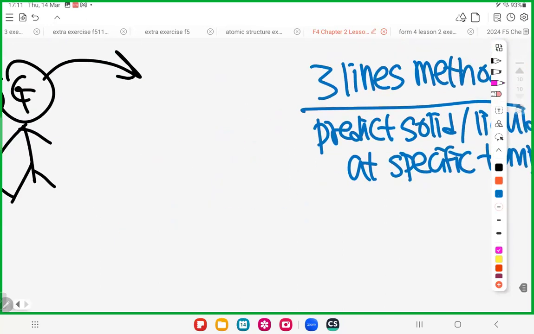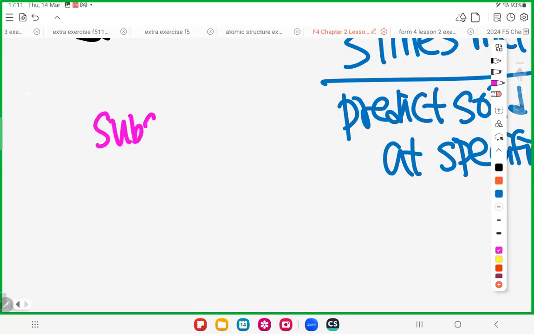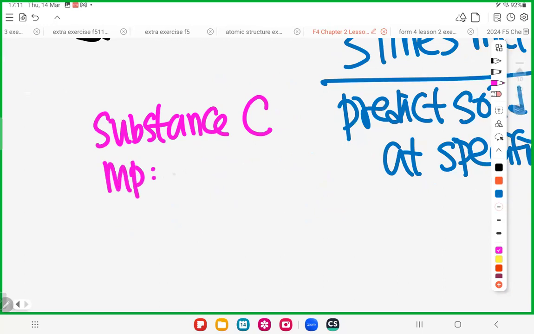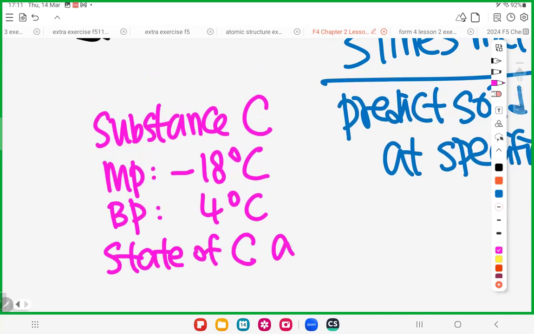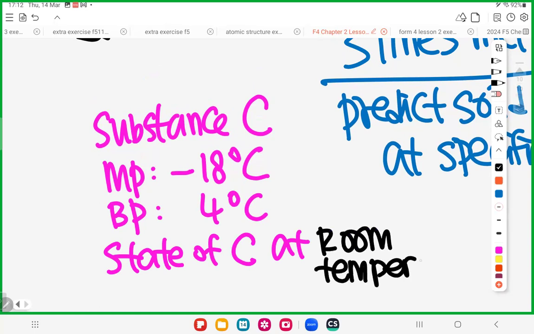Okay, let's say you are given a substance. Let's say this substance is called C. Substance C melting point is negative 18 degrees Celsius. Substance C, the boiling point, let's say, assuming it's 4 degrees Celsius. Okay? So they ask you, what is the state of C at room temperature? For those who attend the class last week, I assume you should know how to do it. So let's do it together.